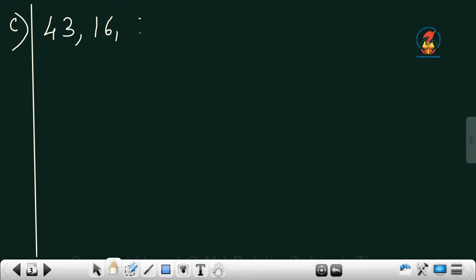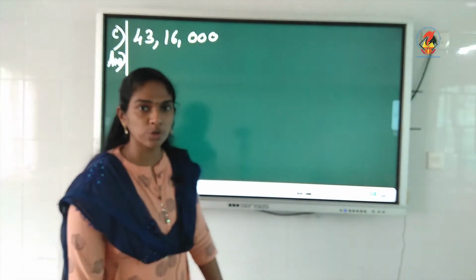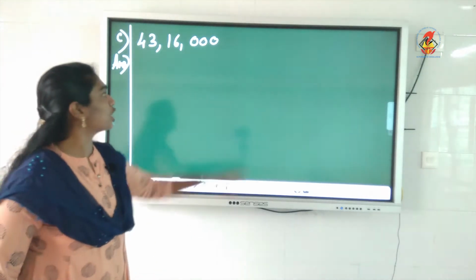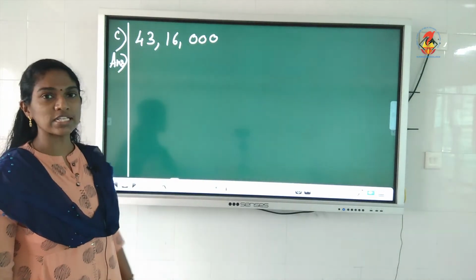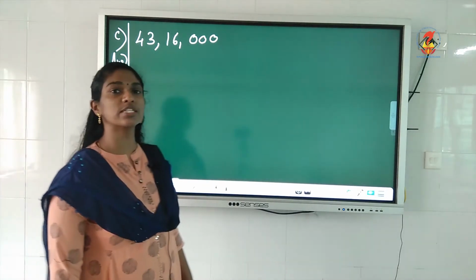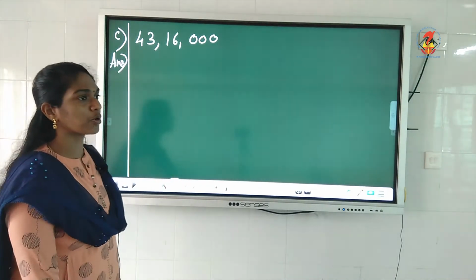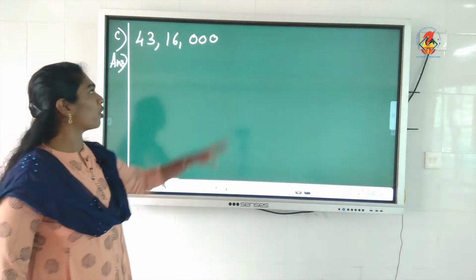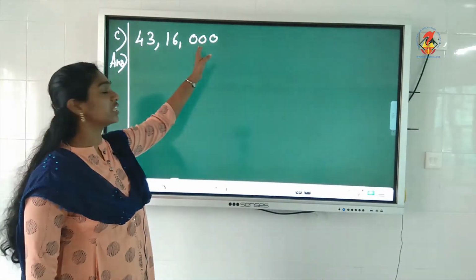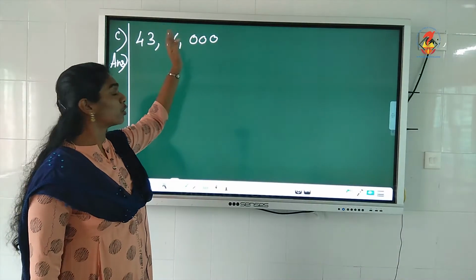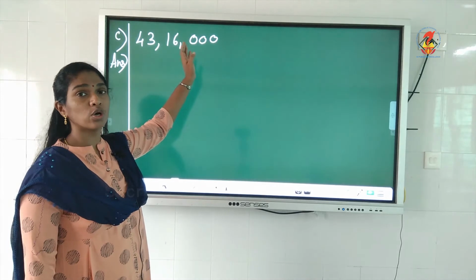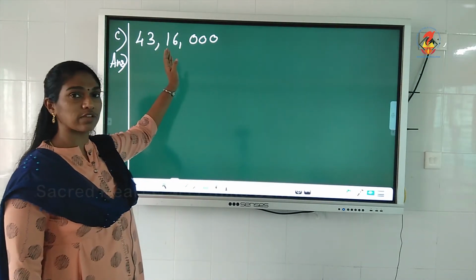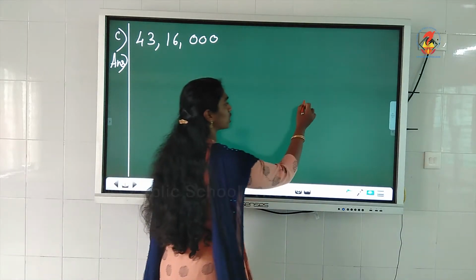43 lakh 16,000. What will be the answer here, children? Starting with the last digit, I told you have to reduce 1 from the last digit. Here your last digit is 0. So when you minus 1, is it possible to minus 1 from 0? No, it is not possible. So usually what we do, we borrow from the previous digit. Here again the previous digit is 0. Then we will go to the next digit again. That digit is also 0. So what we will do? We again go to the previous digit. Here the previous digit is 6.